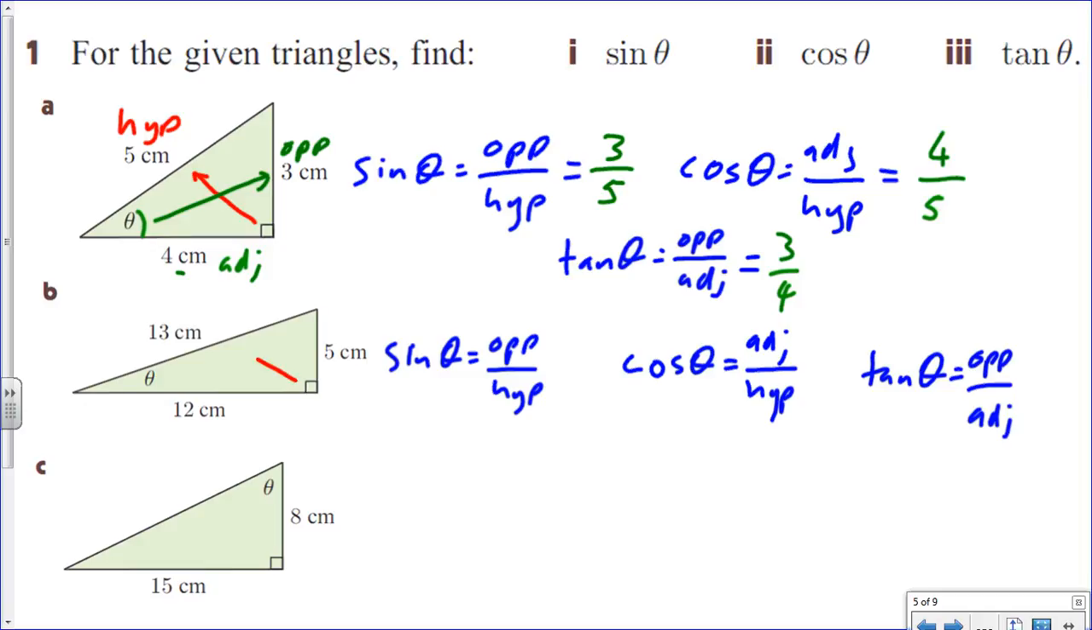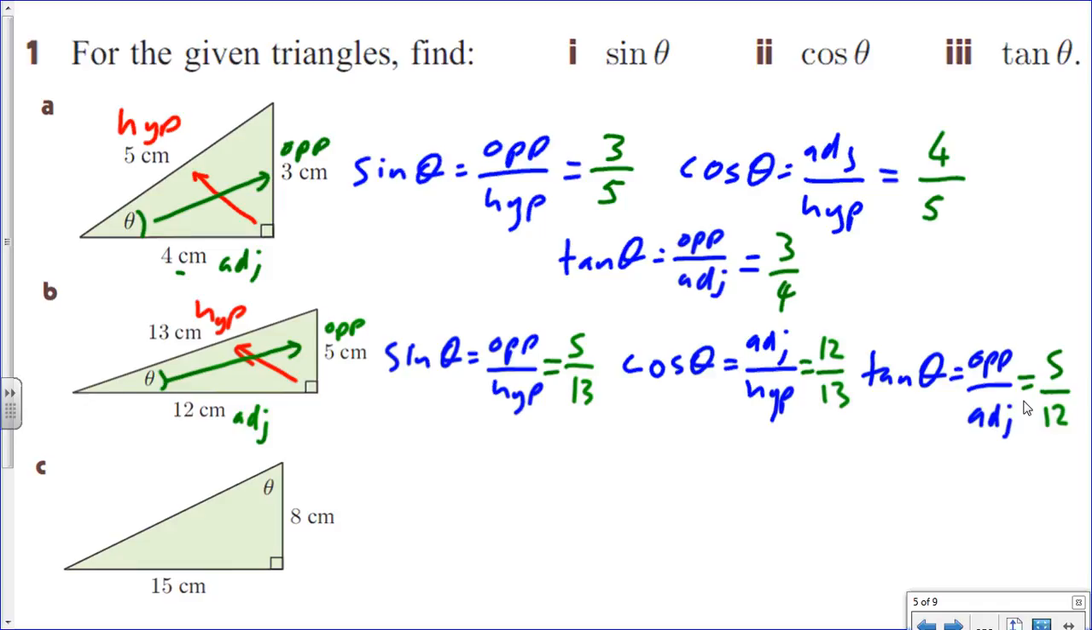We label our triangle. Side opposite the right angle is our hypotenuse. There's our marked angle. The side opposite that is our opposite side. And the side next to that is our adjacent side. And so then we go through and fill those in. So opposite is 5, hypotenuse is 13. Adjacent is 12, hypotenuse is 13. Opposite is 5 and adjacent is 12. So that's our next bit.